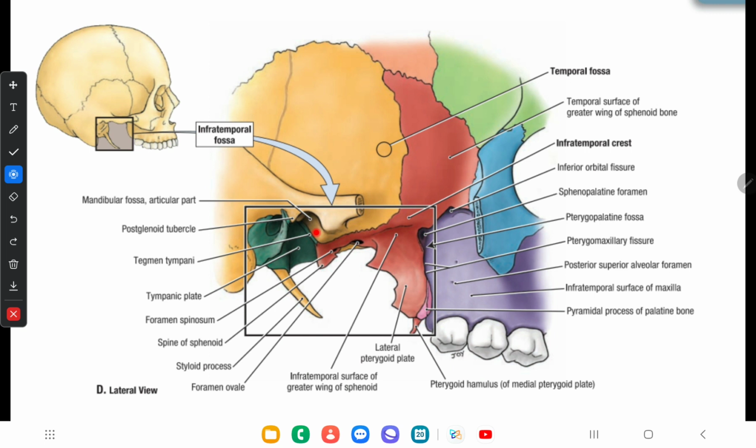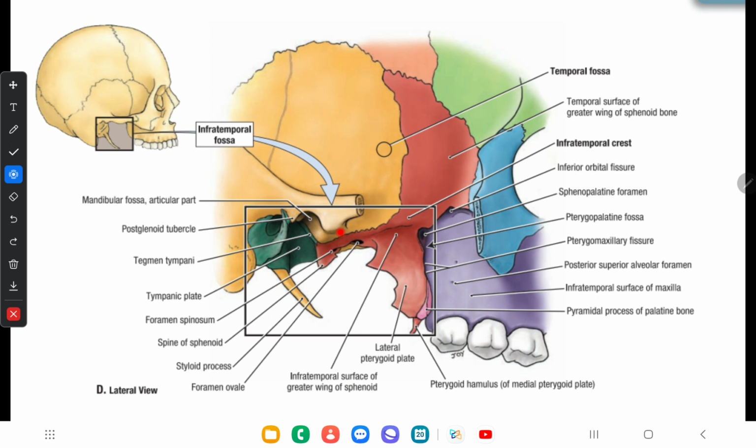So when we talk about the roof of the infratemporal fossa, the roof is formed medially by the infratemporal surface of the greater wing of the sphenoid bone. You can see this part is the roof. So this roof separates the infratemporal fossa from the middle cranial fossa.